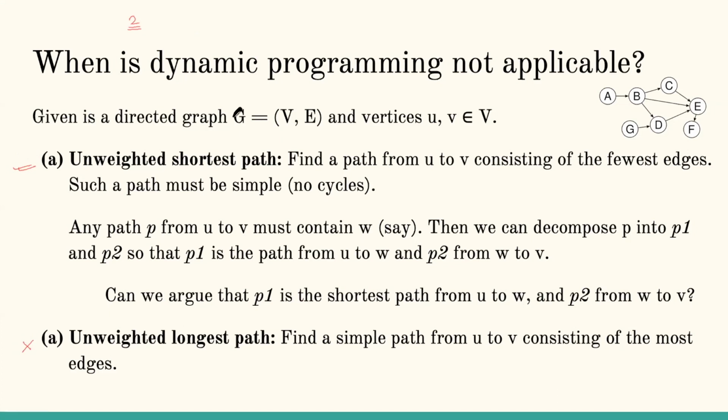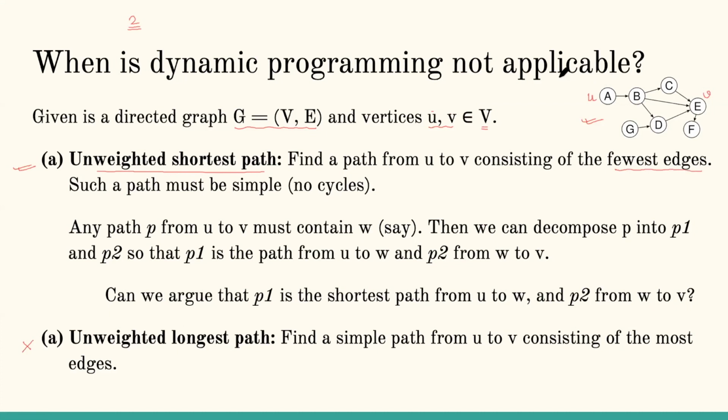Say, for example, we have a directed graph, G equals (V, E), maybe something that looks like this, and two vertices U and V belong to our entire set of vertices. The first problem that we would like to take as an example is the unweighted shortest path problem. What we would like to do is find a path from, say, a vertex U to vertex V, consisting of the fewest edges.